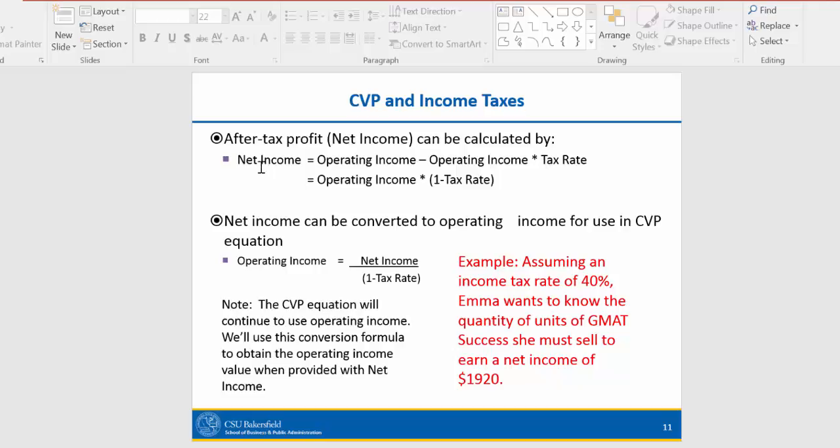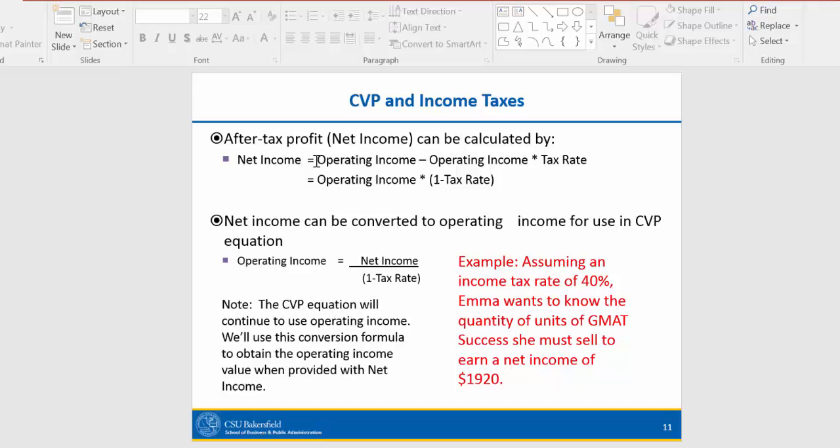In this case, the net income or net profit is operating income subtracts the tax paid. The tax paid is operating income times tax rate. So you can combine these two terms. You can have operating income times 1 minus tax rate. You can also convert or transform this formula.